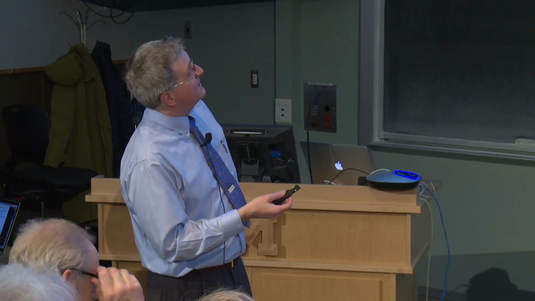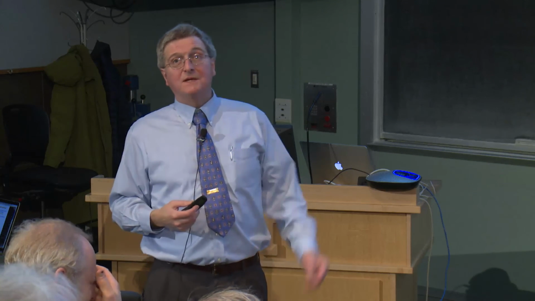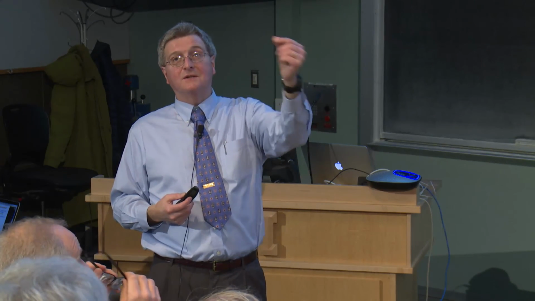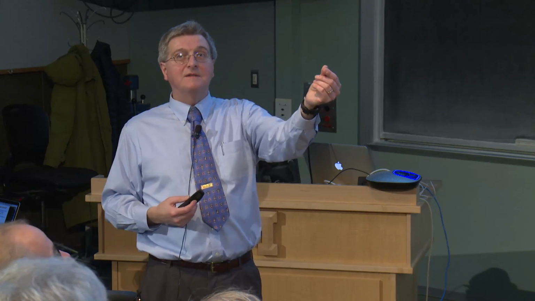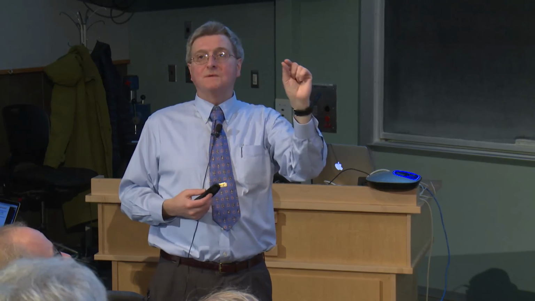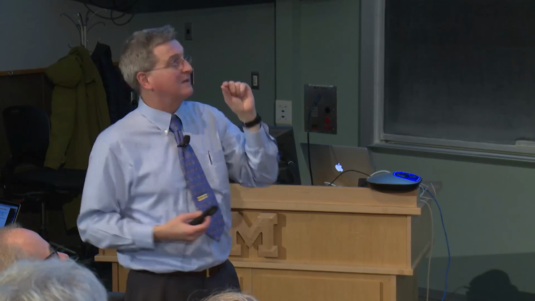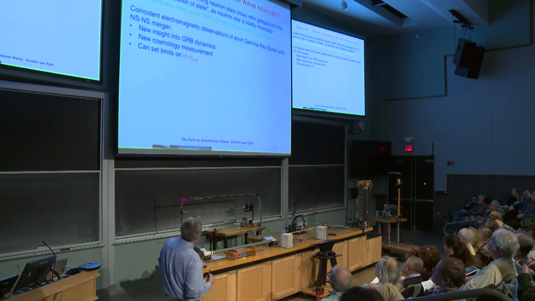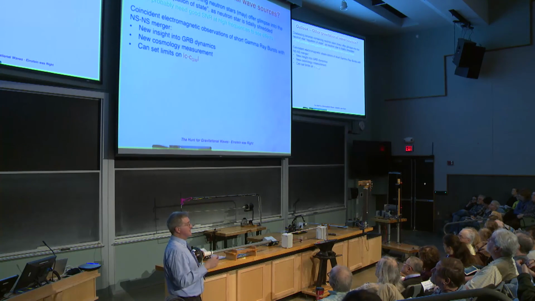It would also give us a new cosmology measurement, because we could measure the same source completely differently, electromagnetically and gravitationally. That gives us a completely new reference point for determining distances to cosmologically distant points. And then also we can set limits on the speed of a gravitational wave compared to the speed of light.